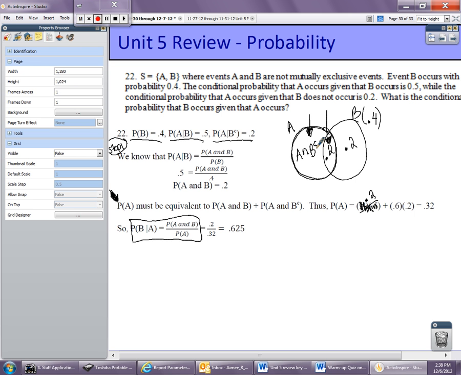The way that I'm going to find that is to take the complement of B, which is 0.6, and multiply it by 0.2, in order to now add those two together, and I get that the probability of A is 0.32. So now that I have those two pieces of information, I can find the probability of A and B and divide it by the probability of A. Therefore, 0.2 divided by 0.32 is 0.625.